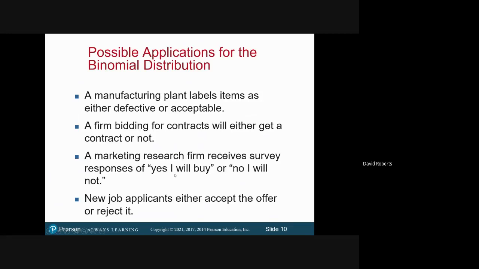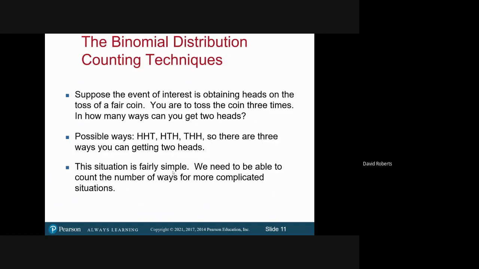So manufacturing labels, they're either defective or not defective, or good or bad. They either get the contract or not. Will you buy? Will you not buy? You either accept the offer or reject the offer. So you look for different counting techniques.